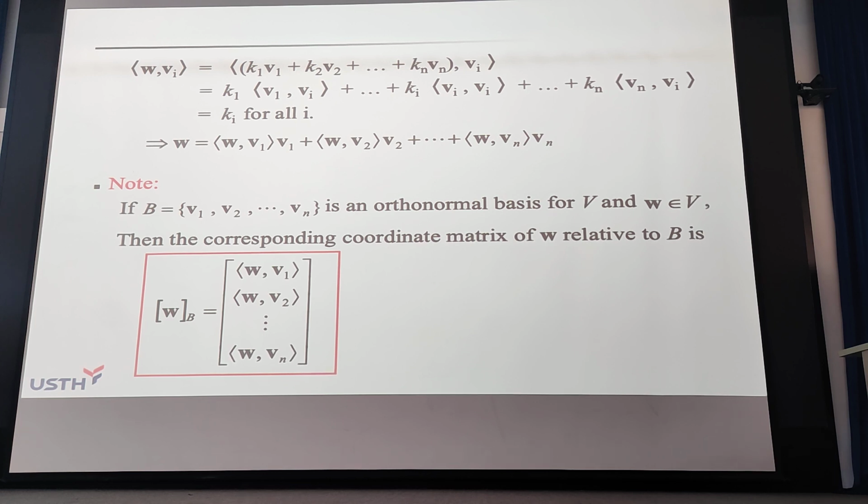However, please remember that the formula is true only in the case B is an orthonormal basis. Orthogonal is not yet correct like that.